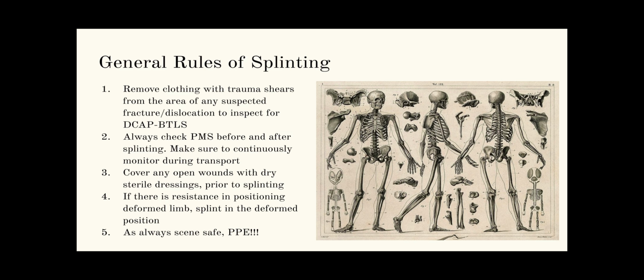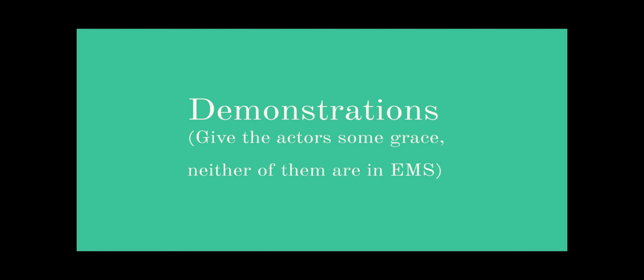So splinting is going to be one of the things that we can do to minimize pain for patients by keeping those injuries stable. Considering we can only really give Tylenol and NSAIDs, and we don't want to give NSAIDs in a case like this, because if the patient needs surgery, then NSAIDs are contraindicated. As always, scene safe, PPE before walking into a scene in real life or any skills demonstration, simulation. You want to make sure that's always the first thing we're thinking about.